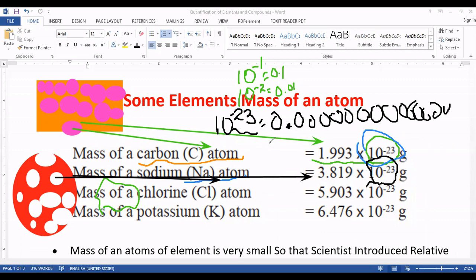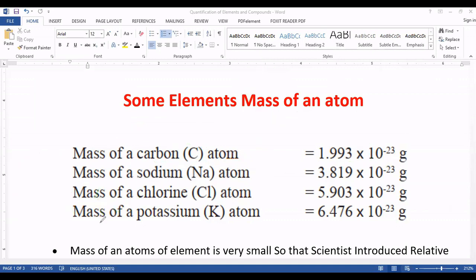It's tough to do the calculation. Scientists thought about this. I'll talk about that later. Look, this one: mass of one chlorine atom is 5.903 into 10 to the power minus 23 gram. It's very small. Look, mass of a potassium atom.